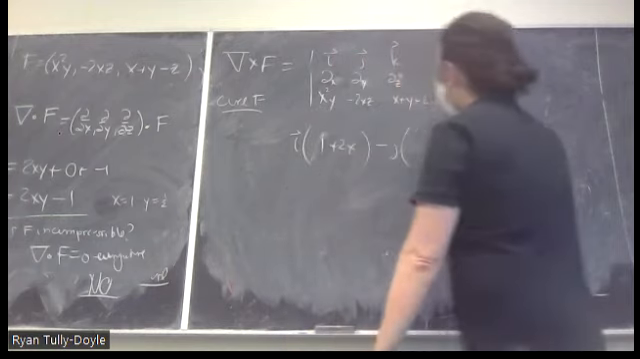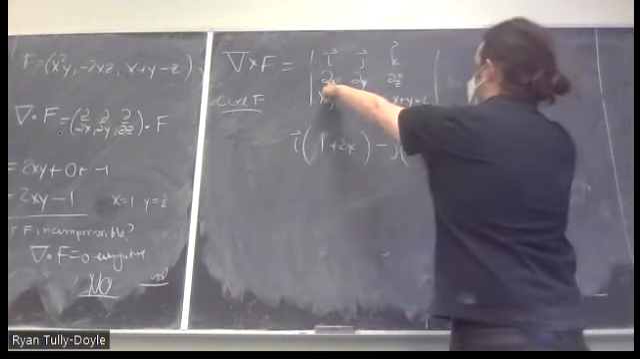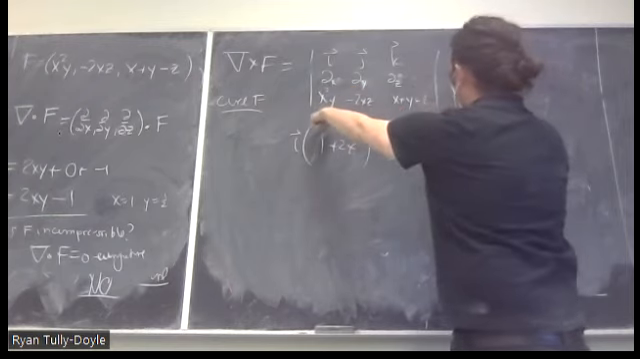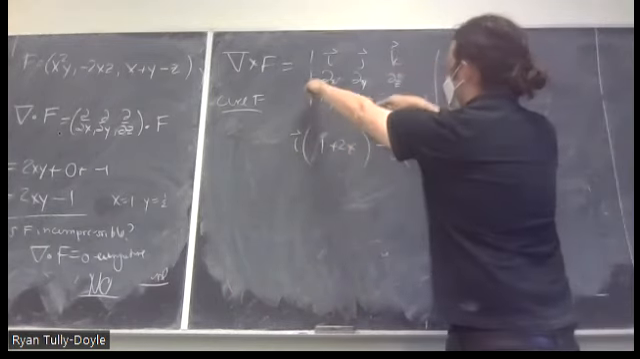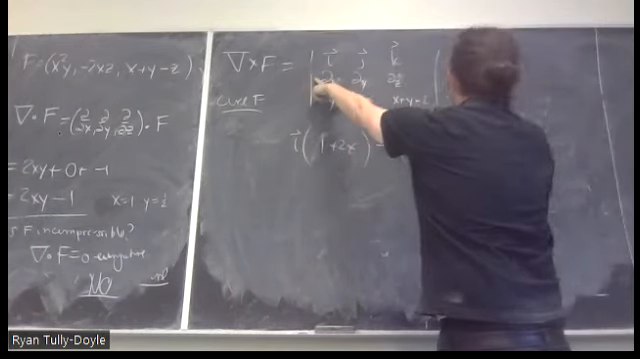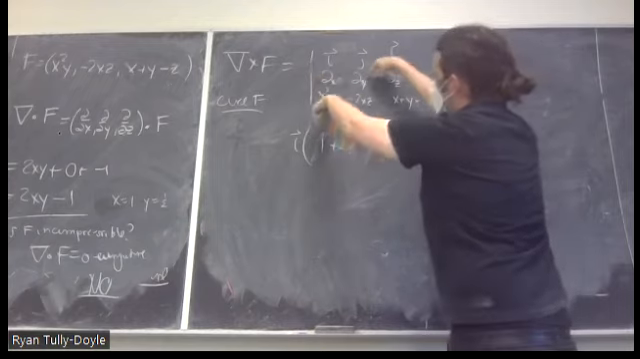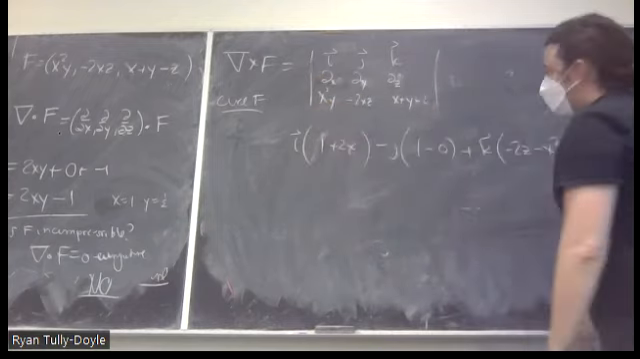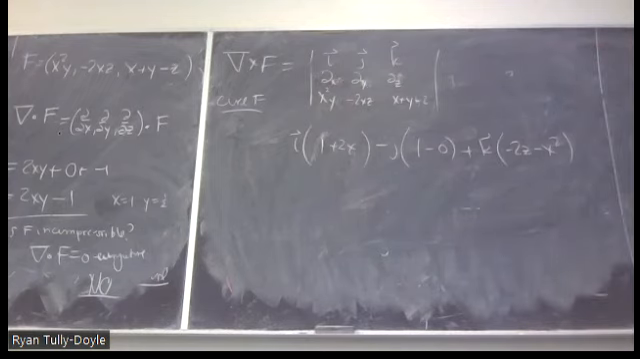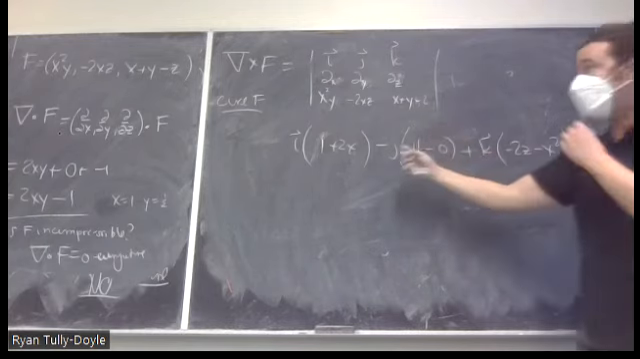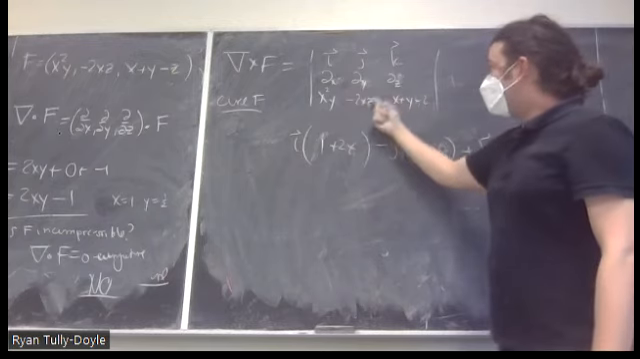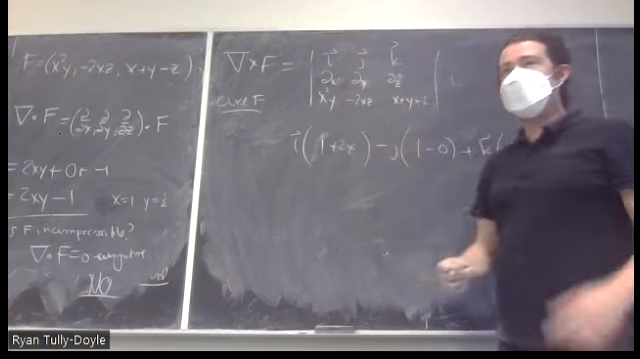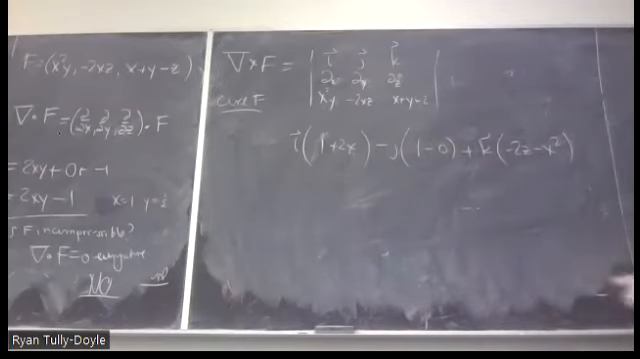Minus j times d by dx of this, which is 1, minus d by dz of this, which is 0, plus k times d by dx of this, which is minus 2z, and d by dy of this, which is x squared. Now I could write down d by dy of this minus d by dz of this and then do the computation, but that's going to take a lot.